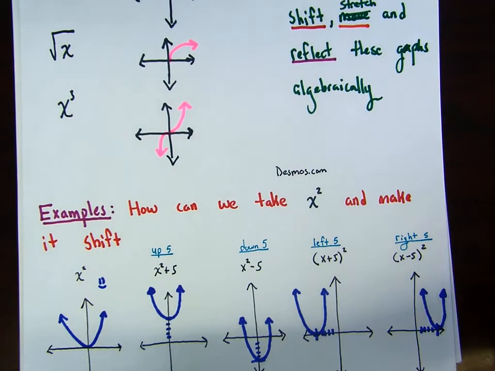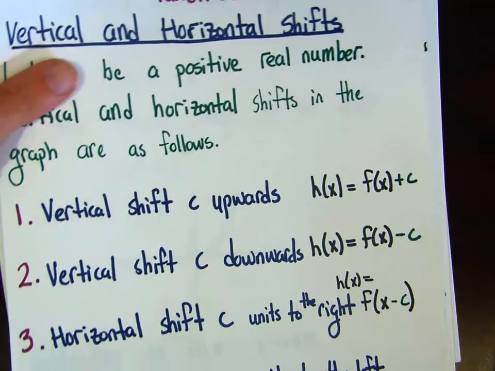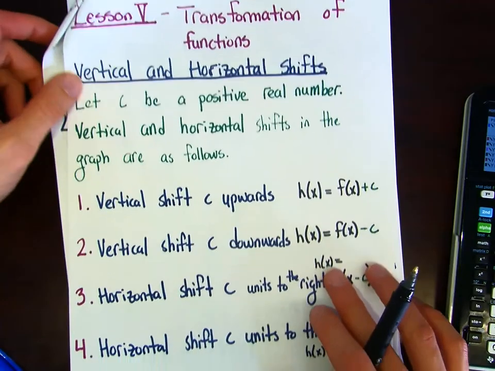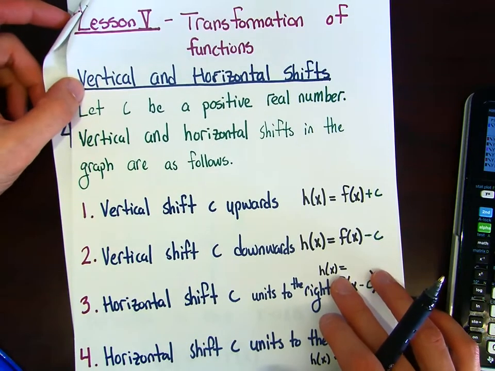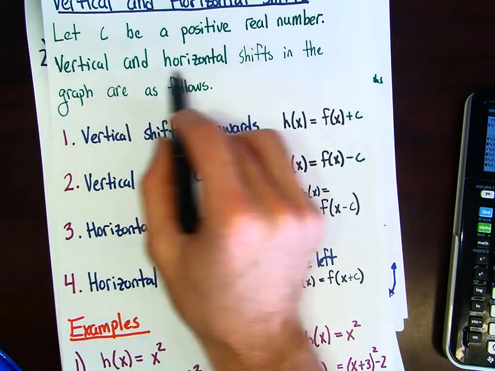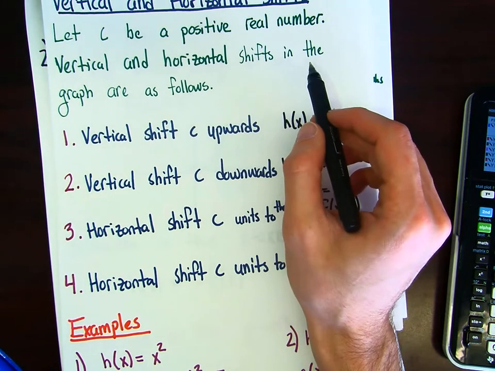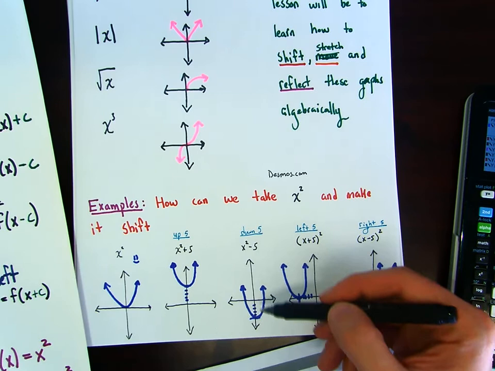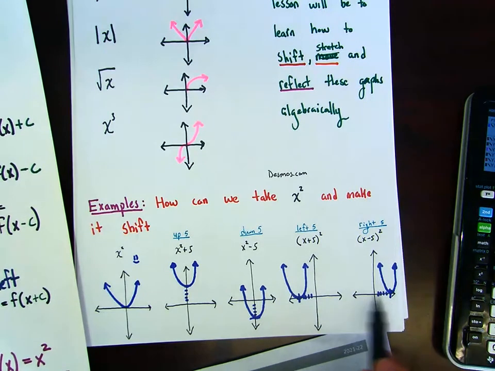And let me go to this part of your notes over here for you to have down. Here, for transformations of functions, let C be a positive real number, and vertical and horizontal shifts in the graphs are as follows. So this is vertical shifts, right? And these are horizontal shifts.